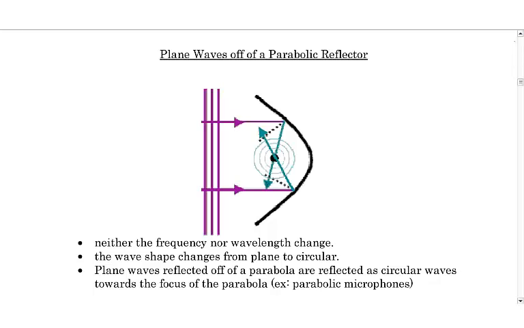When plane or straight waves reflect off of a parabolic reflector, their direction changes so that they will reflect to the central area called the focus. The waves do not change speed nor wavelength, they only change shape from straight waves to circular waves. A common situation where this is used is parabolic microphones at sporting events, so that we can hear things happening from a long distance away.